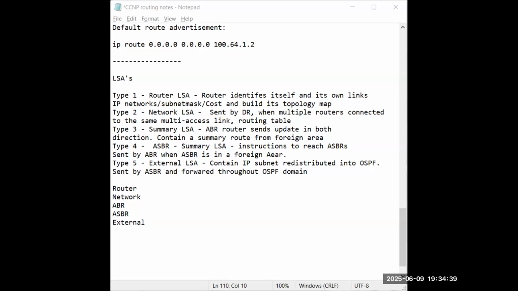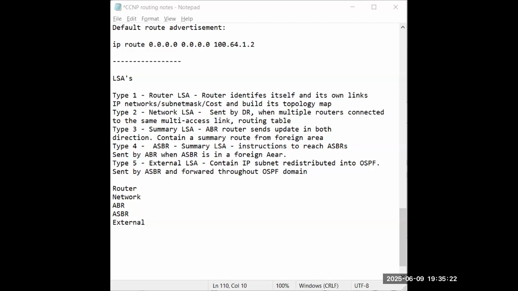Okay, so type 4 is the ASBR summary LSA. This is nothing but instructions to reach the ASBR router. How to reach the ASBR? There's an ASBR router which has a connection to a different routing protocol, a different routing domain altogether. So how to reach this ASBR, that information is there. And it is sent by the ABR routers. So this ABR router defines where the ASBR is located and what its IP address is.